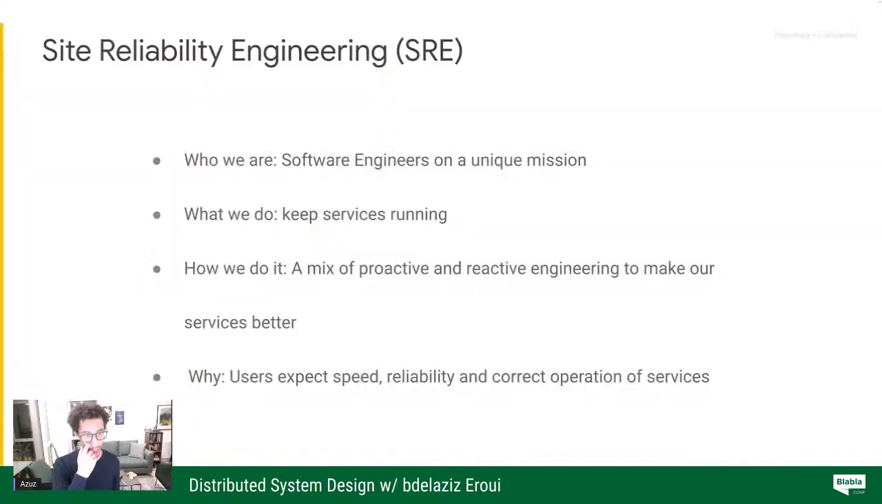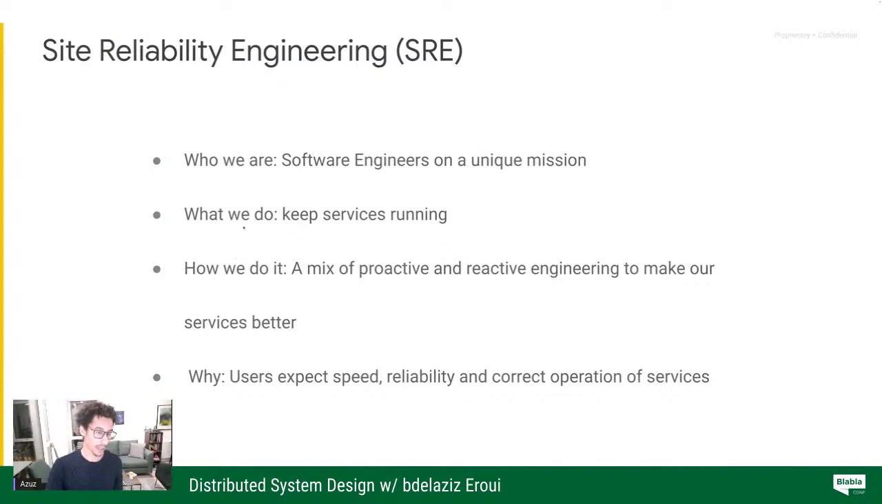And briefly, what an SRE does, because this is one of the most important roles that comes in during the design and after the design of the system. SREs are basically software engineers whose mission is to keep the service as reliable as possible. If someone is designing a service this way, it's going to break, because we know that just by the experience we have from production.